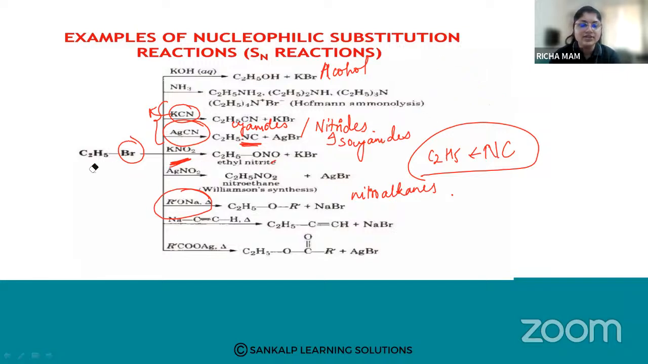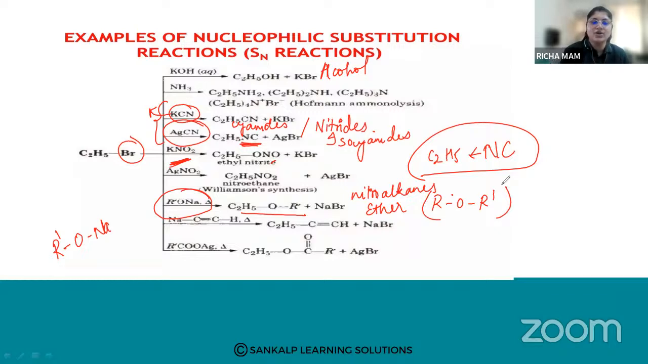So we were discussing, when you have ethyl bromide as your starting reactant, and you treat it with sodium alkoxide, what will be the class of product obtained? This is an ether, with an R-O-R' linkage. When you have an O linkage, it is called an ether. So the class of product obtained is ethers.